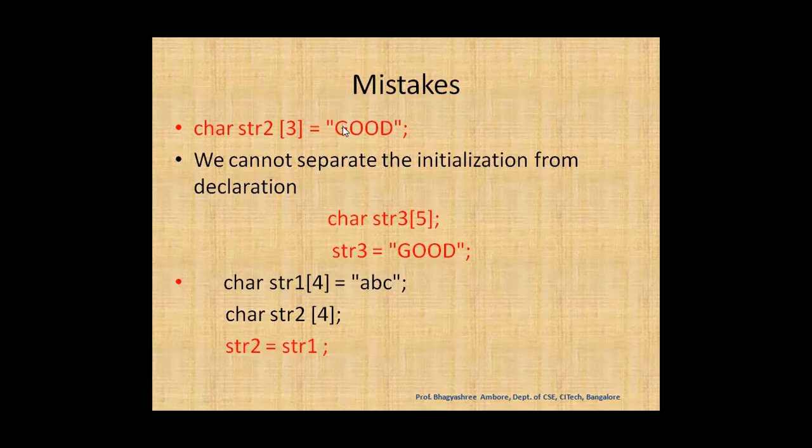Here 1, 2, 3, 4 plus 1 for the null character. The compiler automatically does this, but you have to give a space here for that null character also. So 1, 2, 3, 4, 5. The string size has to be 5 here, but how many have we given? Only 3. So this is the first mistake that students will make.